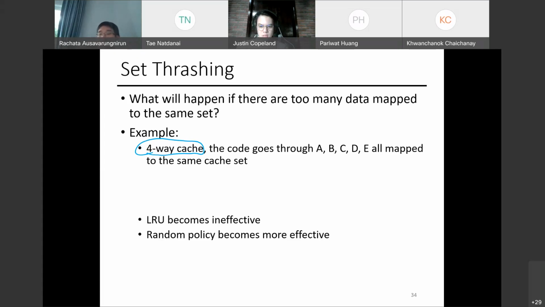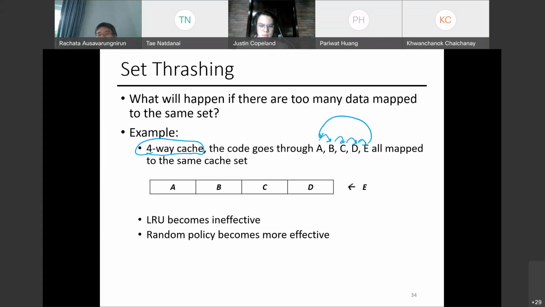4, right? And I have to go through addresses A, B, C, D, and E by this pattern. A, then B, then C, then D, and E, and back to A. This loop: A, B, C, D, E, A, B, C, D, E. Here's your cache. What happens if I access E? Which one do I kick out if I use LRU?